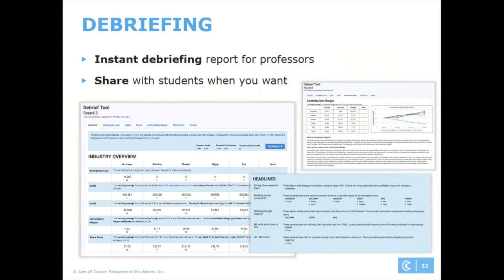Each round, headlines will be generated for you through the debrief report based on those sim decisions your students have made. They will see the cause and effect, and you'll be able to highlight that on a high level and have the choice to share that with students or keep it for yourself.